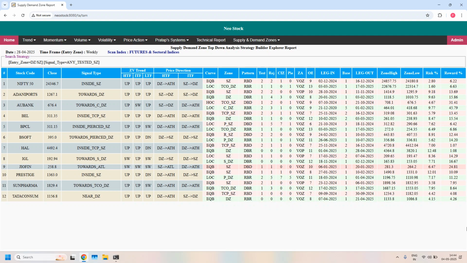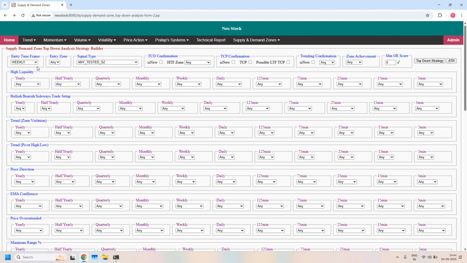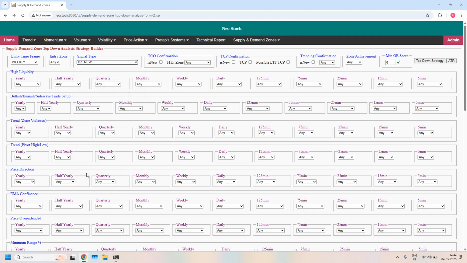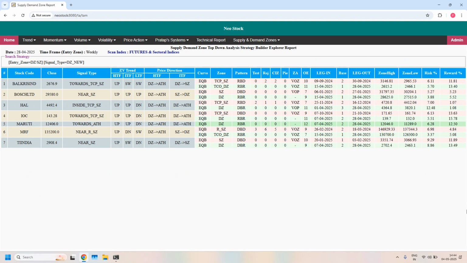Okay, next, let us identify newly created weekly demand and supply zones. Weekly time frame. Let us find the stocks having newly created weekly demand zones. So 7 weekly demand zones. These 7 stocks having weekly demand zones are created during this week.